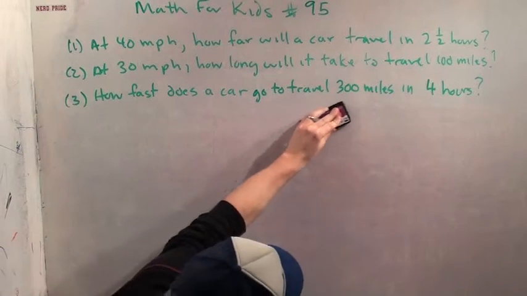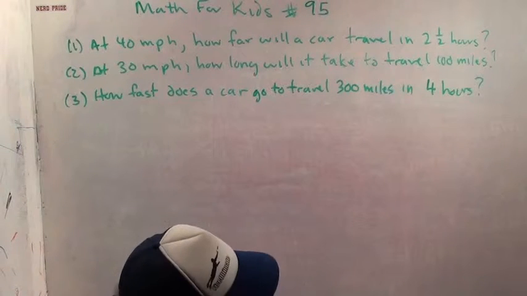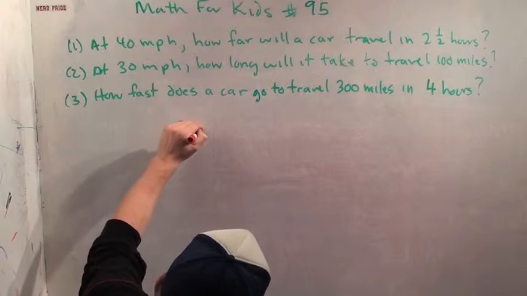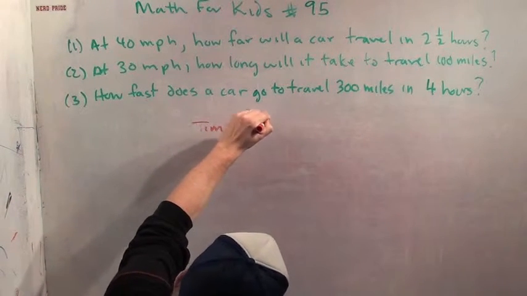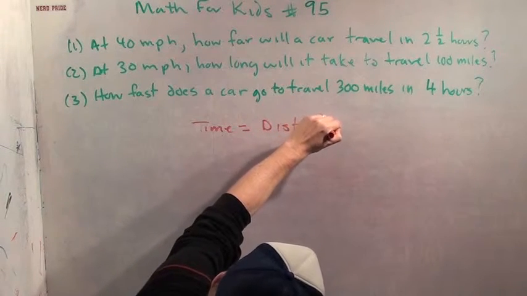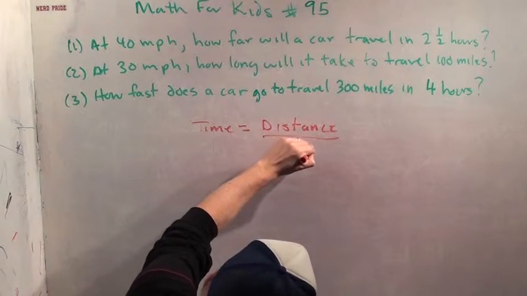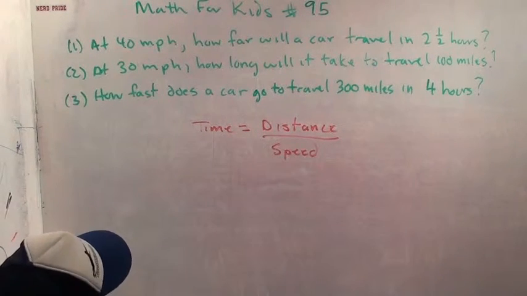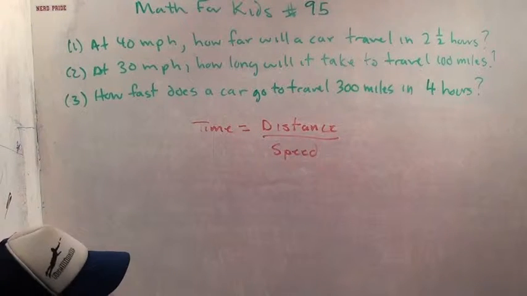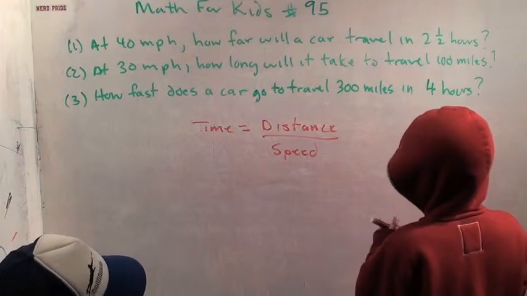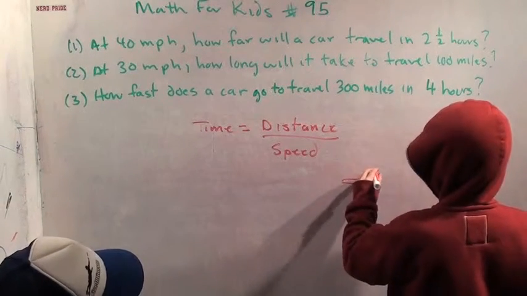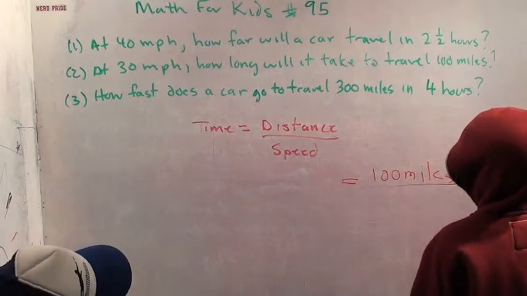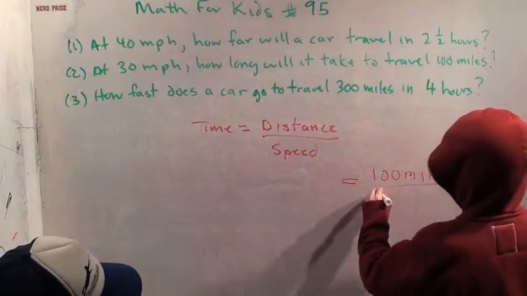Okay, so what equation are we going to use here? The time. Okay, what is that equation? Time equals distance over speed. Time equals distance divided by speed. Okay, awesome. So how are we going to solve this? How long will it take, at 30 miles an hour, to travel 100 miles? Well, the distance is 100 miles divided by 30 miles per hour.